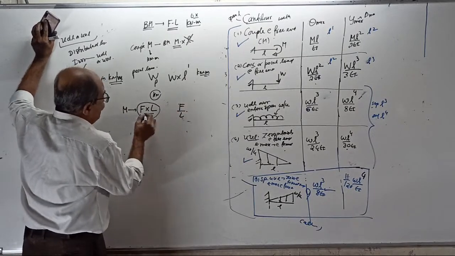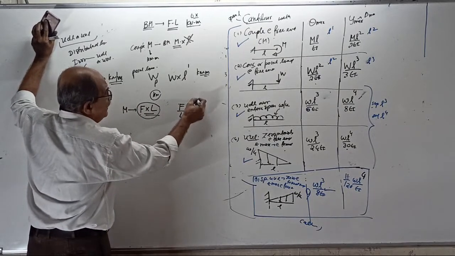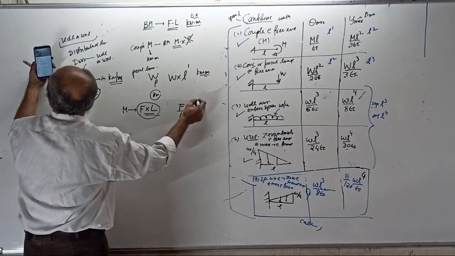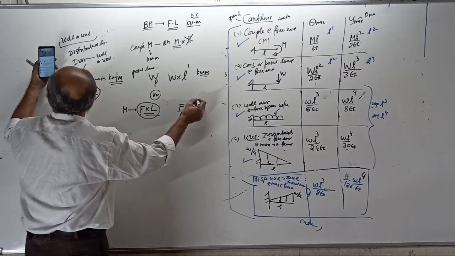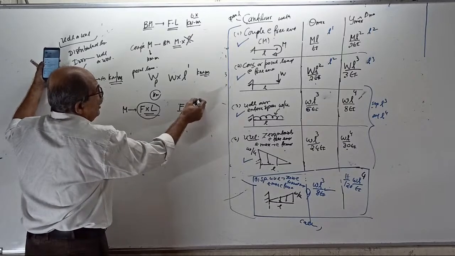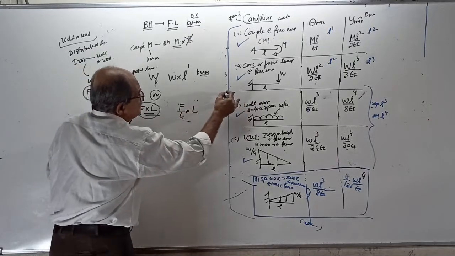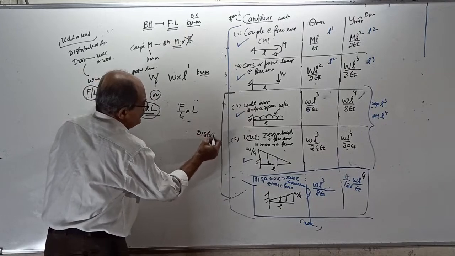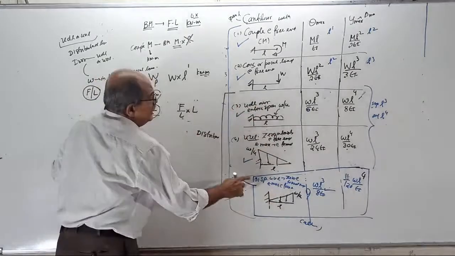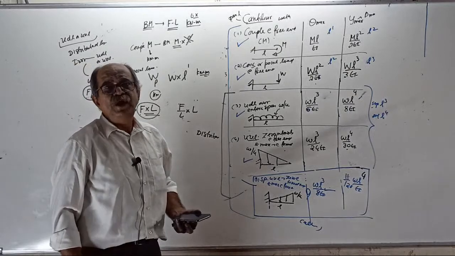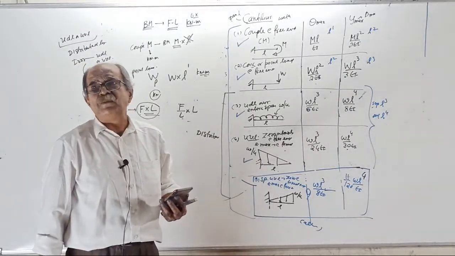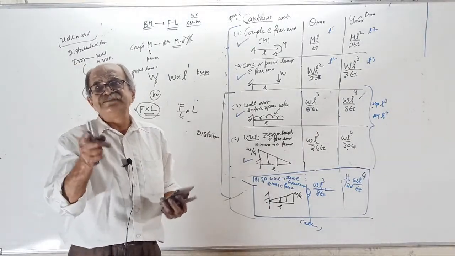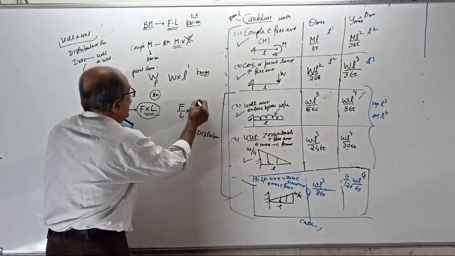To make it FL, what do you require here? L power 1. UDL or UVL, all these come under distributed load. Everywhere, UDL or UVL, the variation is parabola, cubic parabola. But the final answer is the same: L square should come.